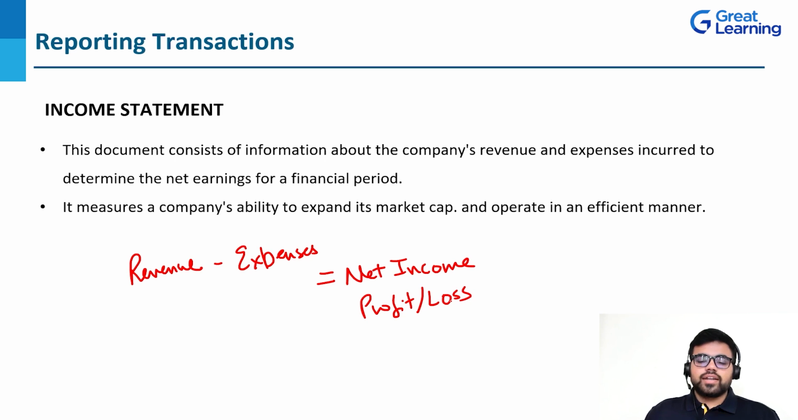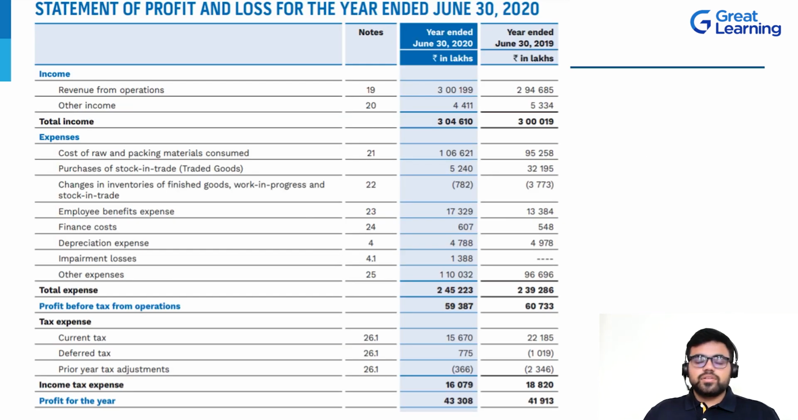Okay, now let's look at an example. So here we have a profit and loss statement. The income statement is also called a profit and loss statement. We have this income statement from an FMCG company, fast moving consumer goods. FMCG is basically a company that deals in daily utilities like toothbrush, toothpaste, biscuits, and all this stuff of daily consumption.